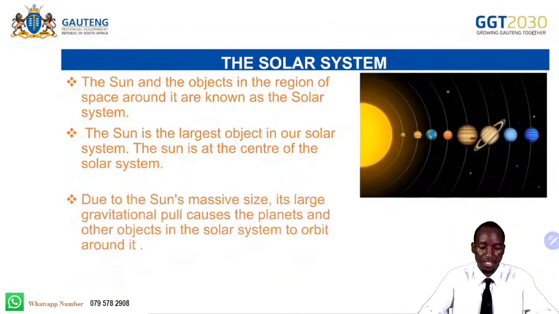Due to its massive size, its large gravitational pull causes the planets and other objects in the solar system to orbit around it. If you go back to that picture, you can see that all those planets have their individual orbits. That means that each of those planets is able to move around the sun using its own circular path. And remember, those circular paths are called orbits.